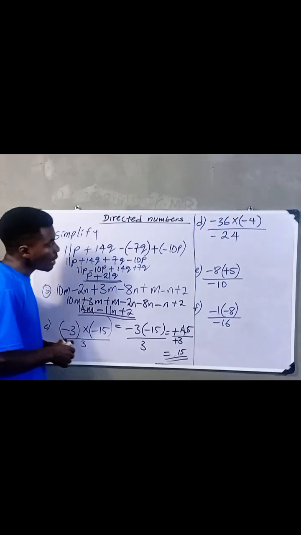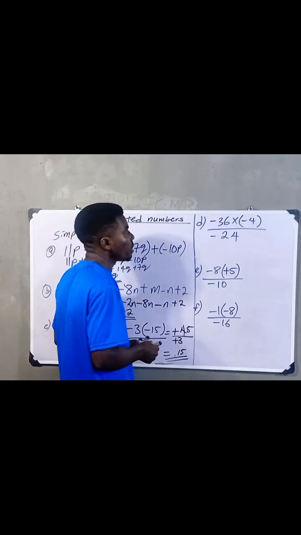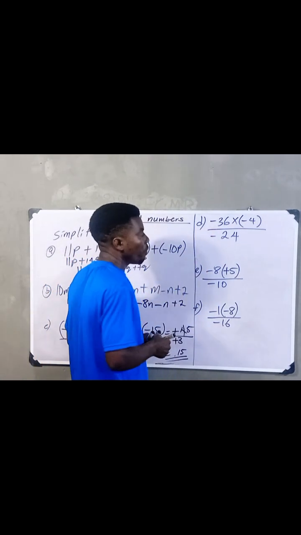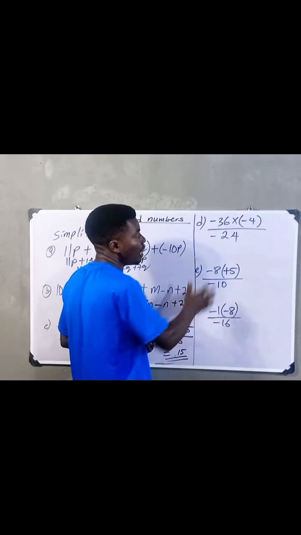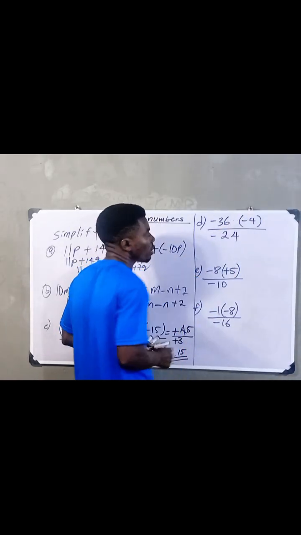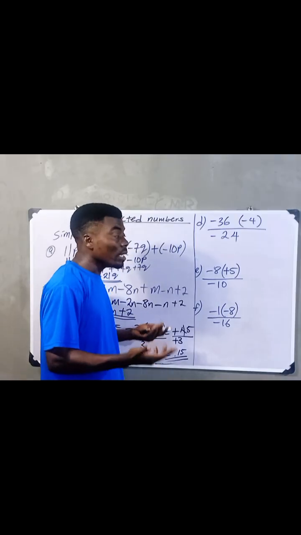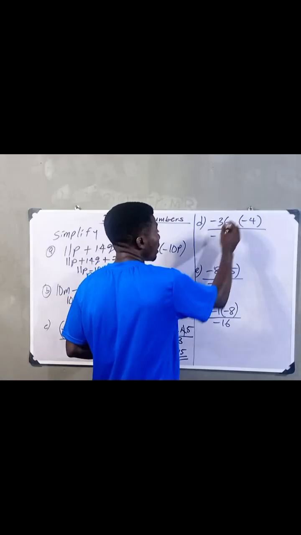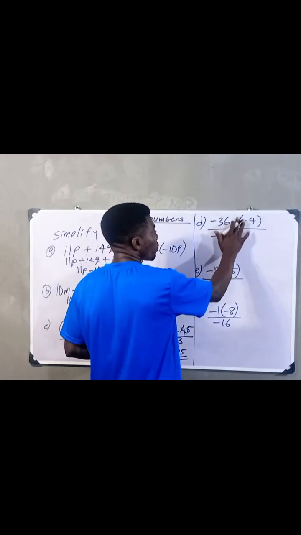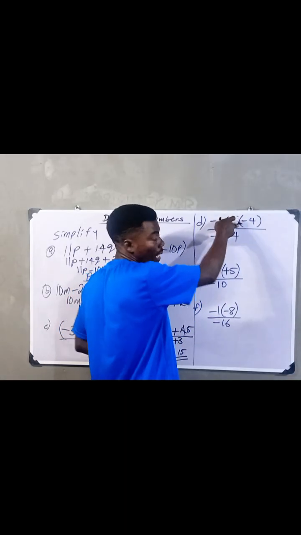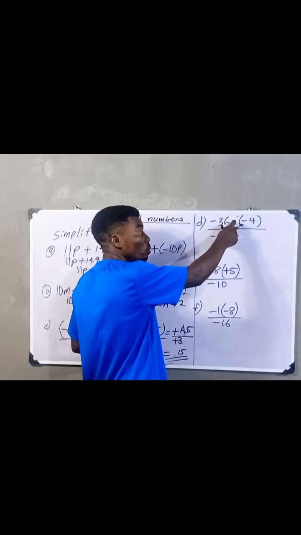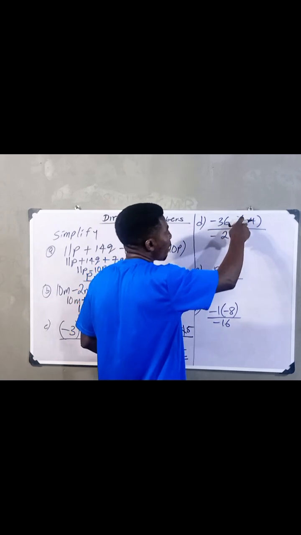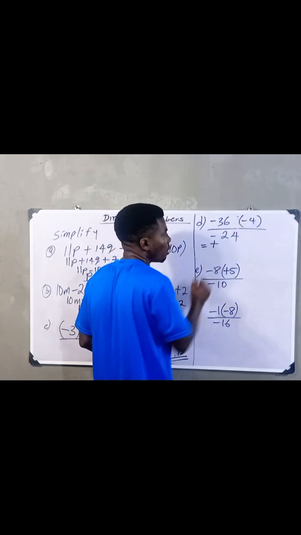Okay, now looking at the next one, which is D. So this is minus 36 times negative 4. As I stated earlier, even if we remove this multiplication sign, it is still the same question. Okay, so whether there is multiplication or not is still the same question. So here becomes negative multiplied because parenthesis or bracket, whichever way you call it, means multiplication. So negative multiplied by negative gives us positive.